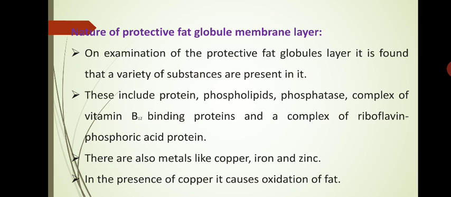Nature of the protective fat globule membrane layer. Upon examination of the protective fat globule layer, it is found that a variety of substances are present in it. This layer includes proteins, phospholipids, phosphatases, which are enzymes, a complex of vitamin B12 binding proteins, and a complex of riboflavin phosphoric acid protein. So these are the chemicals mostly found in the fat globule membrane layer. There are also metals like copper, iron, zinc present in this membrane layer. The presence of copper causes oxidation of fat.